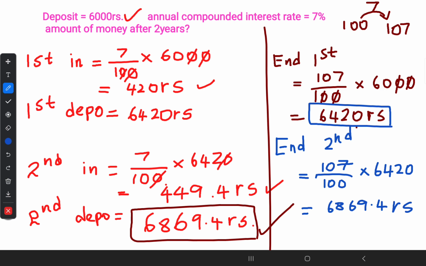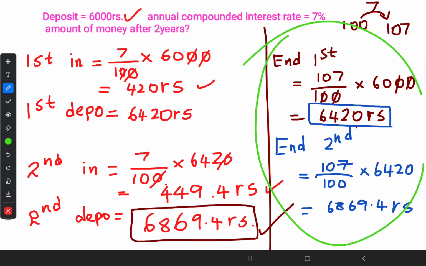You should select whichever is convenient for you, because some students will be familiar with this one: how to find the first year interest, thereafter first year deposit, second year interest, second year deposit. But it is time consuming. Since we are doing a competitive exam, the time is limited. So you should use the alternate methods rather than the traditional methods to find the answer correctly in a quick span of time. So this is the more convenient method for the question.